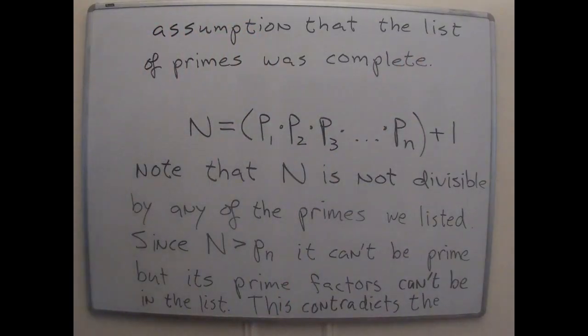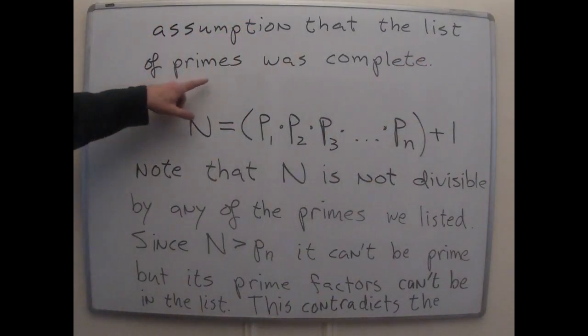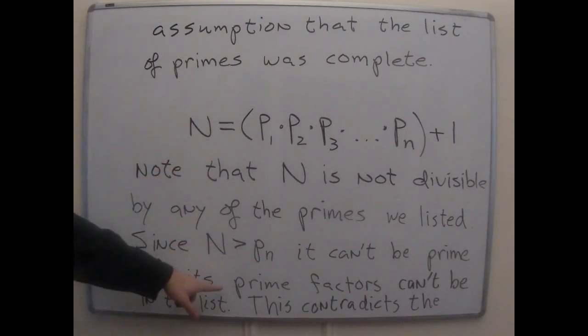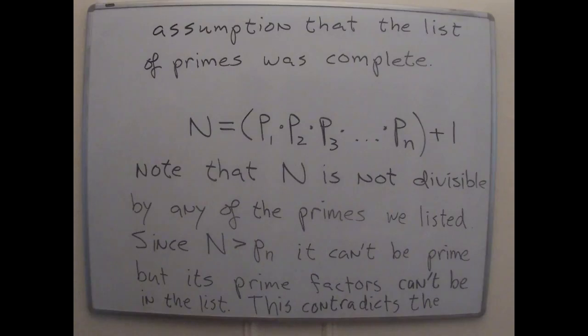So that's pretty strange, because we made this assumption that the list was complete. We've got down to here's some new things that have to be on your list, and they weren't on there before. But that means the list wasn't complete. Contradiction. And so what's wrong? Our original assumption really was that the list of primes, that the number of primes, was finite.